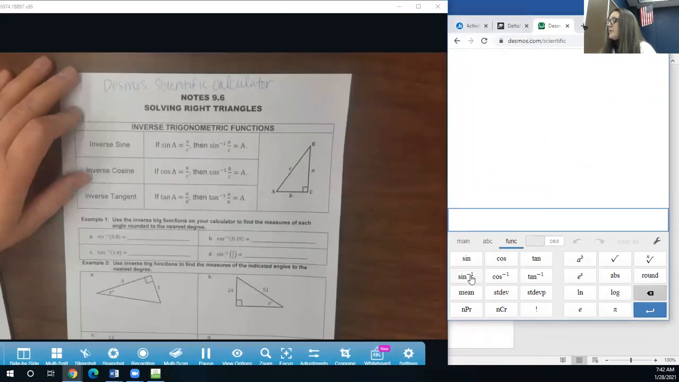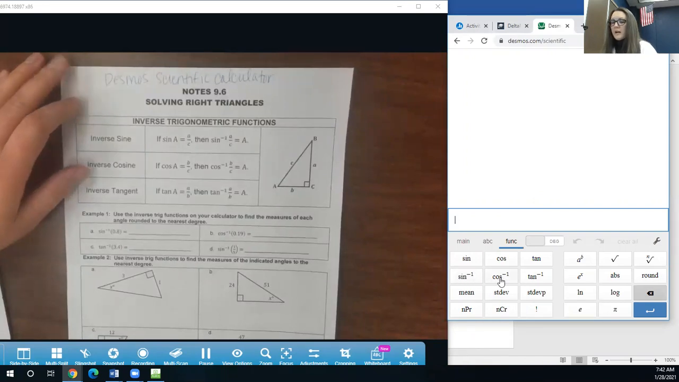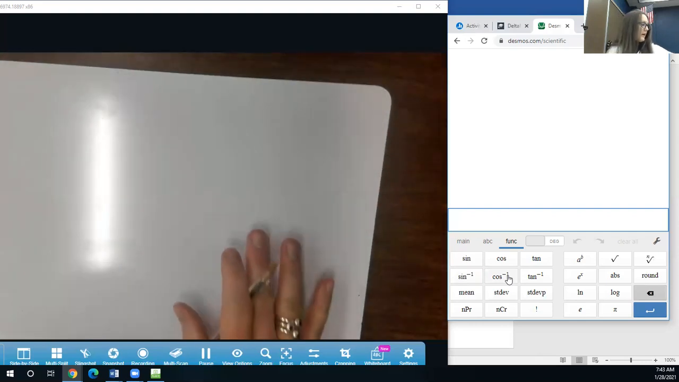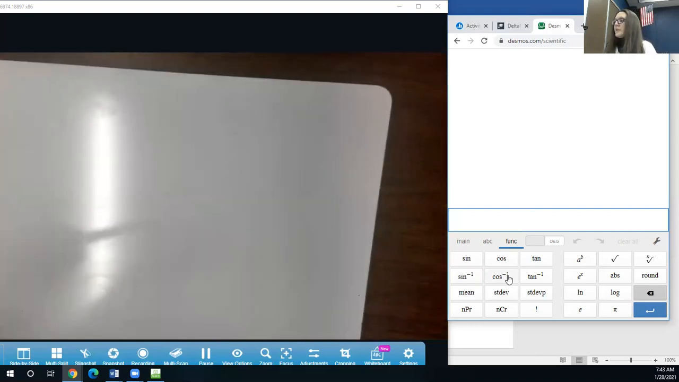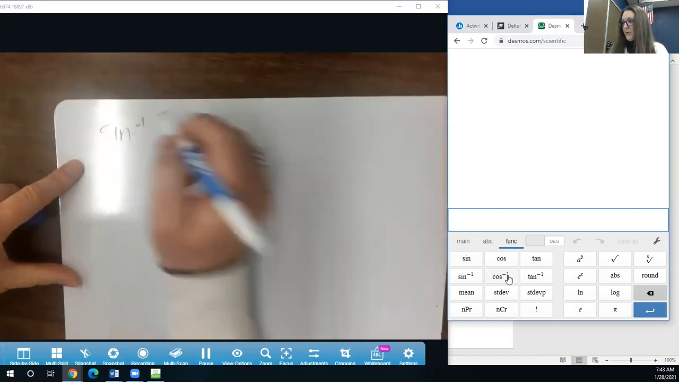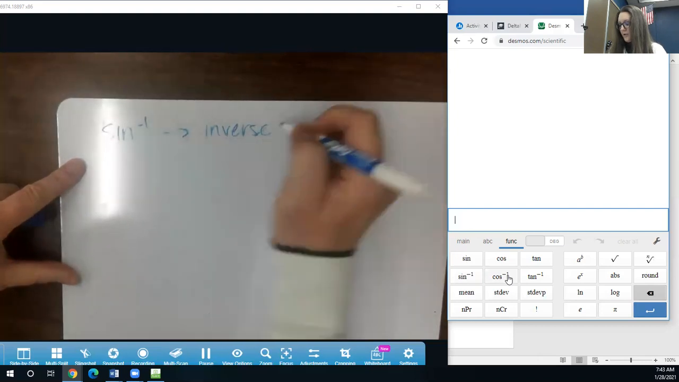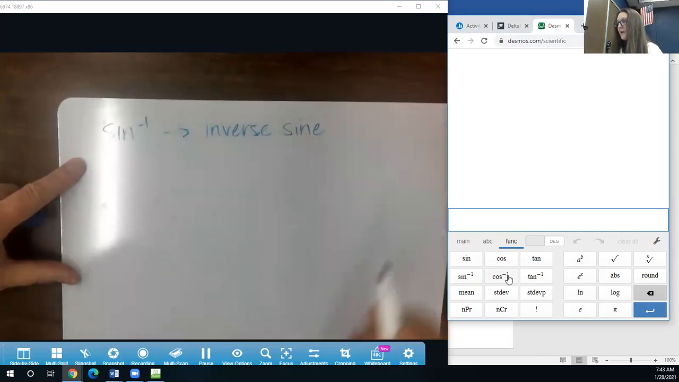So we've been using sine, cosine, and tangent. Today we're going to talk a little bit about what these values are. This is called inverse sine, inverse cosine, and inverse tangent. So I'm just going to write those down for us here. Sine to the -1 power, that's the same as me saying inverse sine. So that's how you would say that, inverse sine, right?